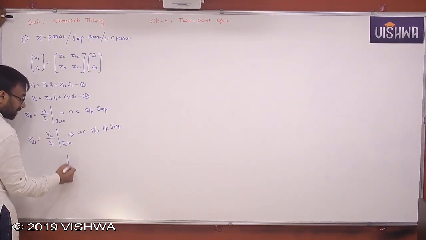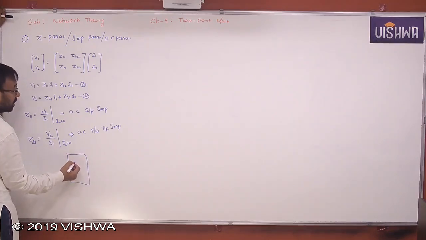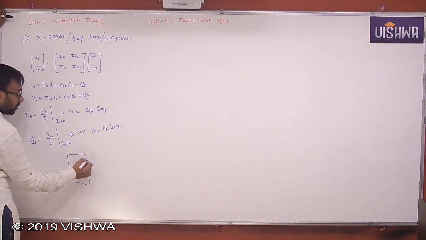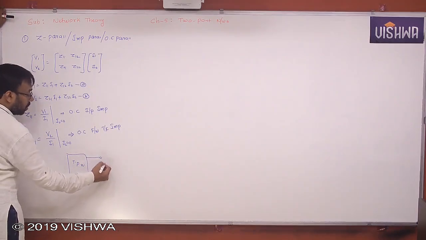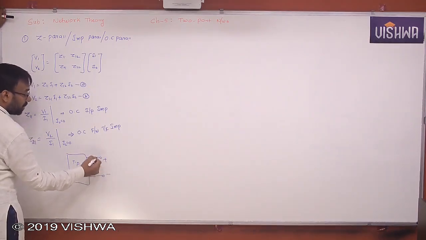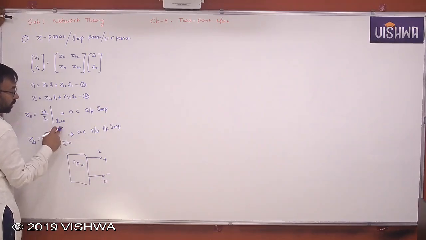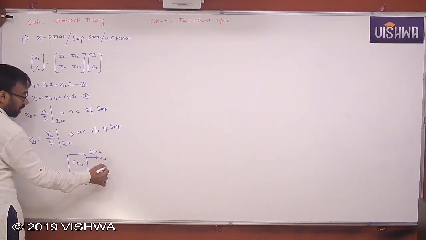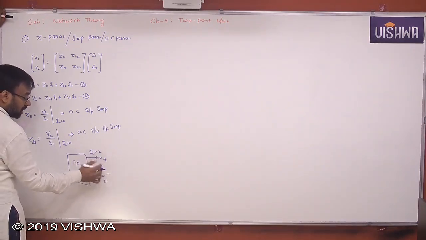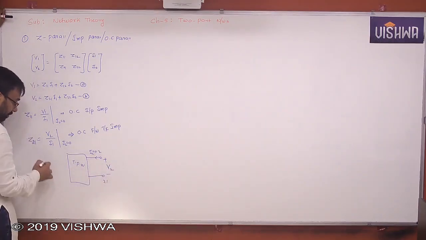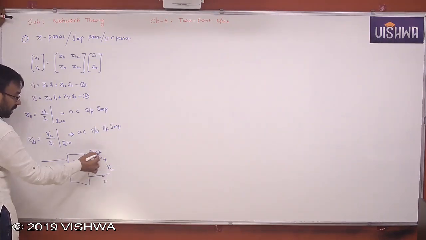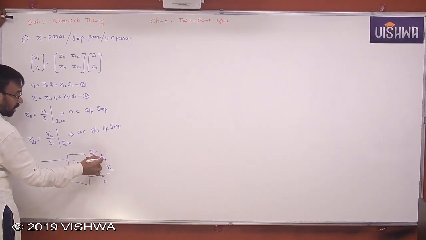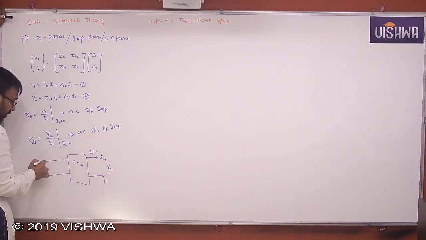So to get this Z11, Z21, I should make I2 0. That means the network will be something like this. This is a two-port network. Now I can open these two terminals, because port 2 must be open as I2 is 0. To make I2 0, I must open it. But I will measure the open circuit voltage. So what is the open circuit voltage here? V2. Understand? Whatever voltage I measure across 2 and 2 dash, that is nothing but V2. Similarly, this is 1 and 1 dash.